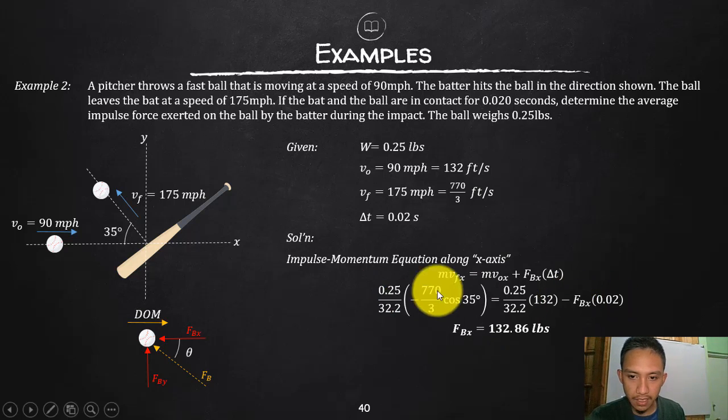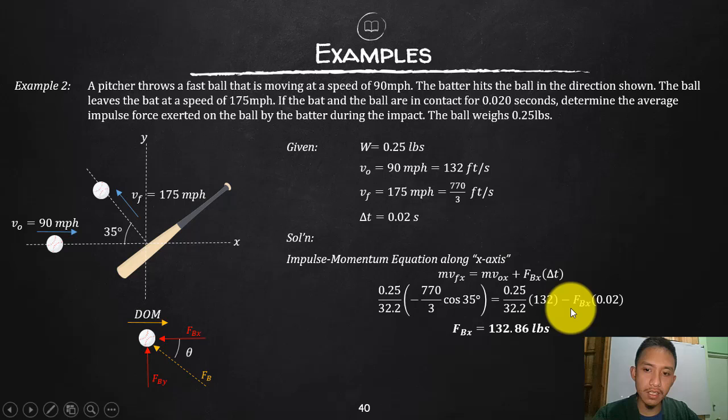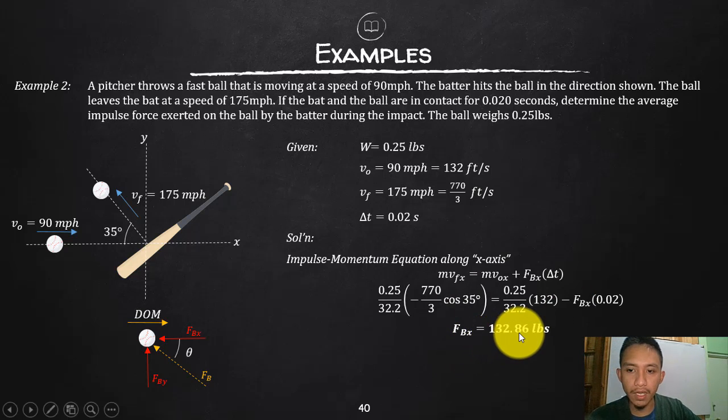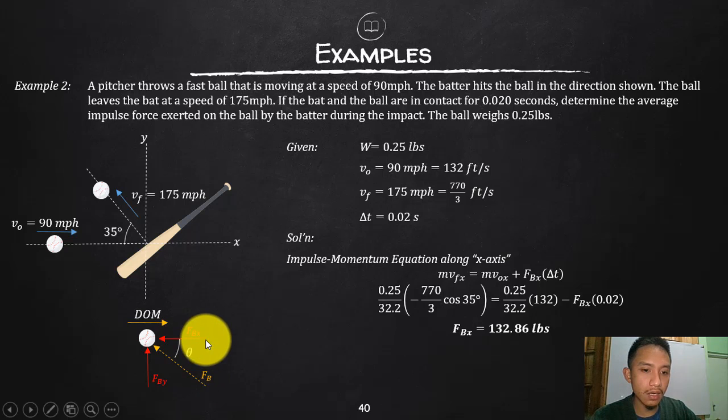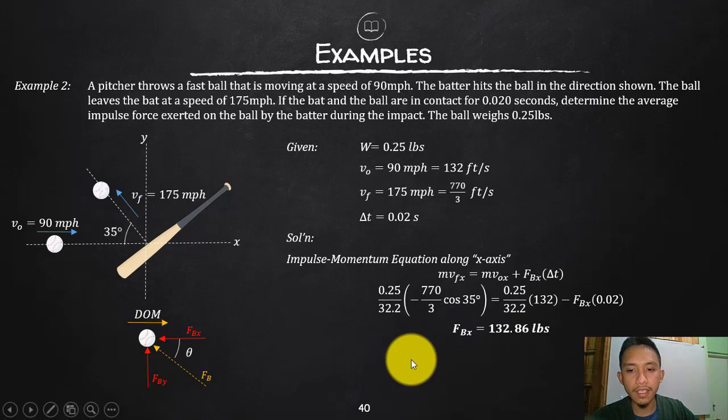Okay, so this is just a number, and that is just a number. Calculating your f sub bx, since that is the only unknown in this equation, you will end up with 132.86. So that is actually the horizontal component of the force coming from the butt. By the way, that sub b means butt. So that is the force from the butt, the horizontal component of the force from the butt.